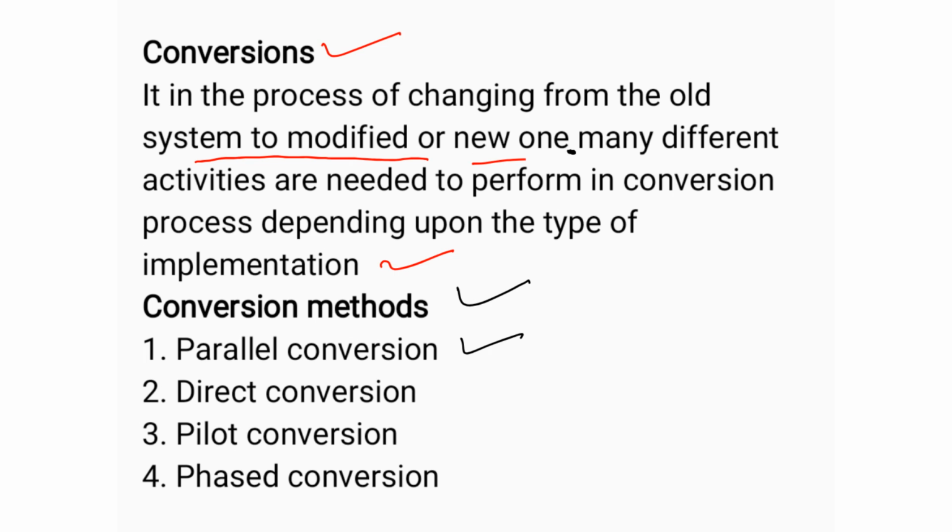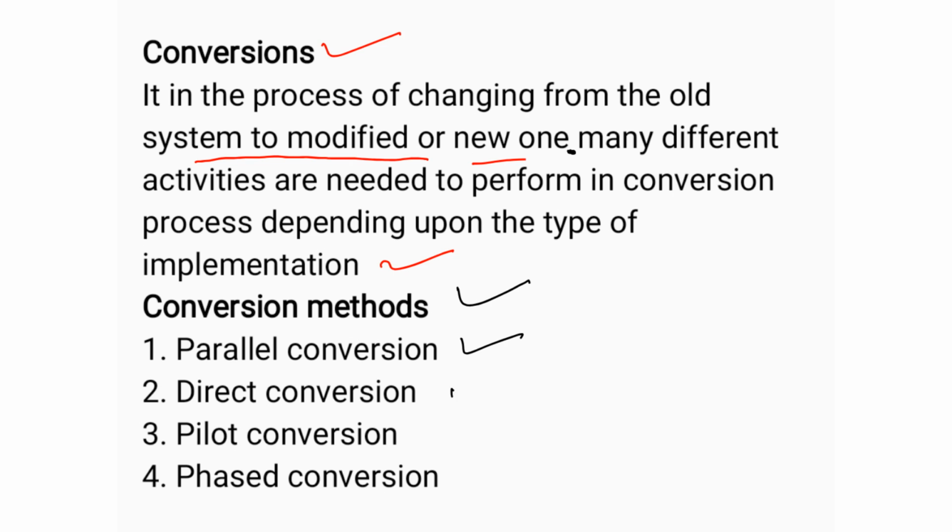Now, what are the conversion methods we have? We have 4 methods. One is parallel conversion. In parallel conversion, the data processing is performed on both the old system and the new system for a trial period. They will not completely replace the old system. They will use the old system as well as the new system. Once the people start adjusting to the new system, it might take 3 months, 4 months, 5 months like that. Once they completely adjust to the new system, they will eliminate the old system. So they run both systems in parallel, and once they are comfortable with the new one, they will remove the old system.